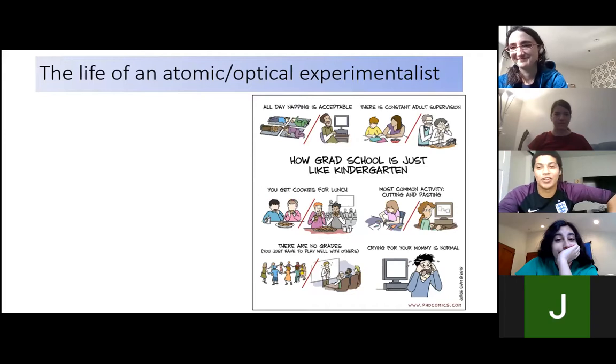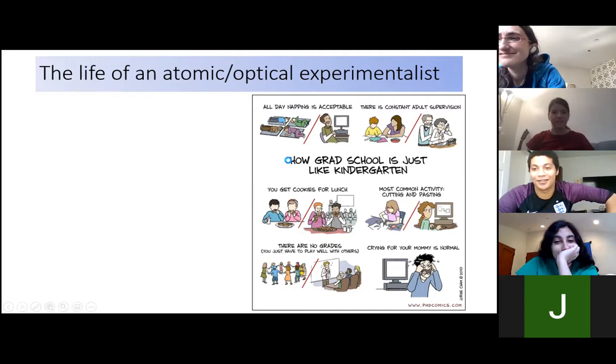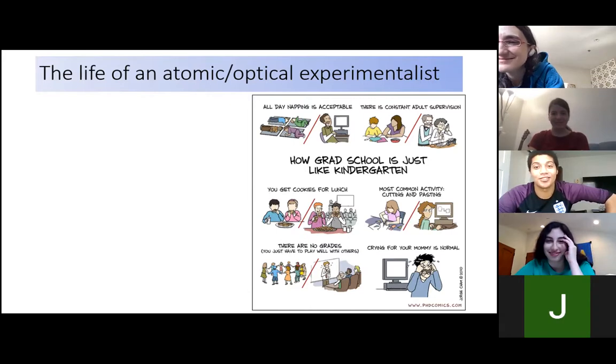And so what do you really do in grad school? What's your day-to-day thing? It's one of my favorite PhD comics. Being in grad school is like being in kindergarten. You do get lots of cookies at seminars. You're going to want to nap a lot. You do copy and paste a lot, especially if you're coding.